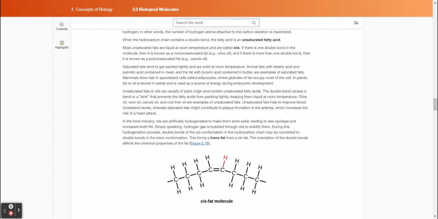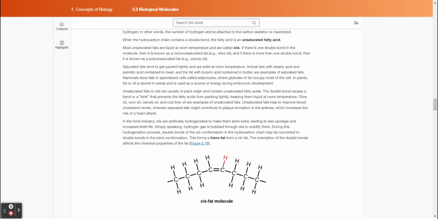When the hydrocarbon chain contains a double bond, the fatty acid is an unsaturated fatty acid. Most unsaturated fats are liquid at room temperature and are called oils. If there is one double bond in the molecule, then it is known as a monounsaturated fat, like olive oil. And if there is more than one double bond, then it is known as a polyunsaturated fat, like canola oil.